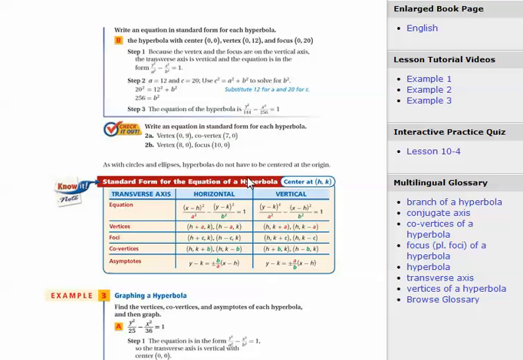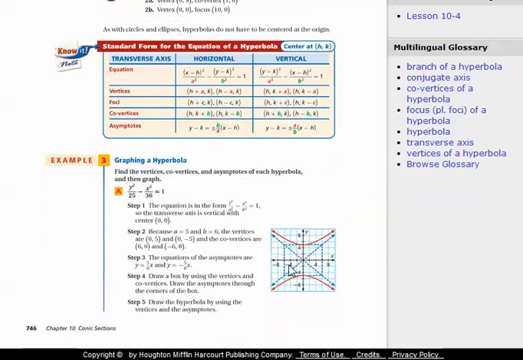Once again, you can shift the hyperbola around so that the center changes, and that's really what this is talking about. The H and the K will tell you the center, so the hyperbola is not always going to be centered at 0, 0, the origin. Sometimes it's going to be shifted around a little bit.